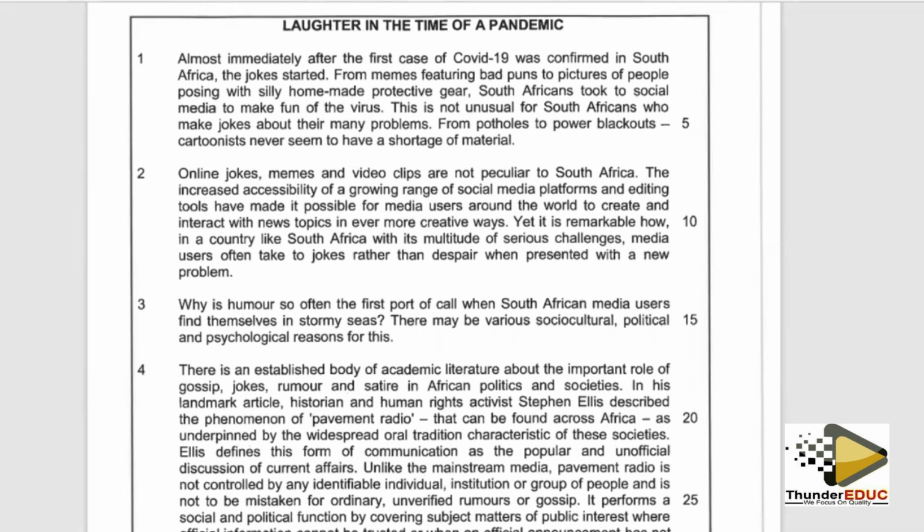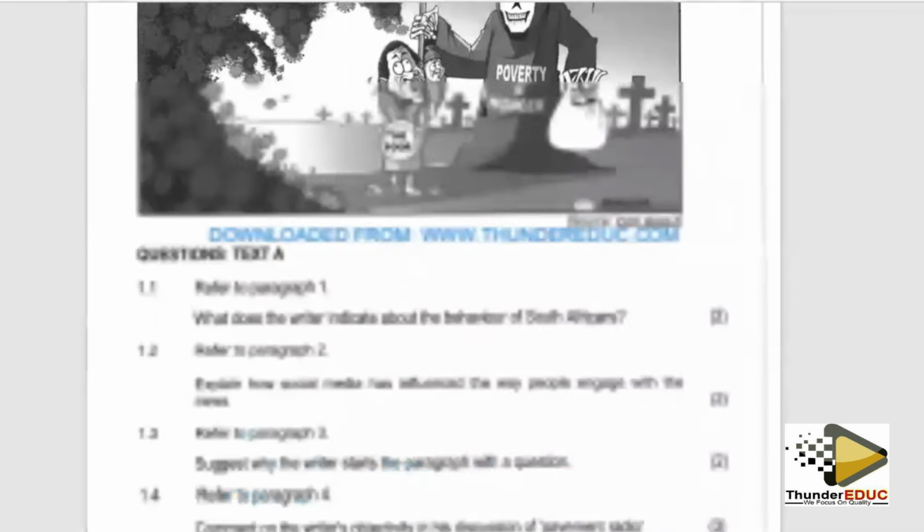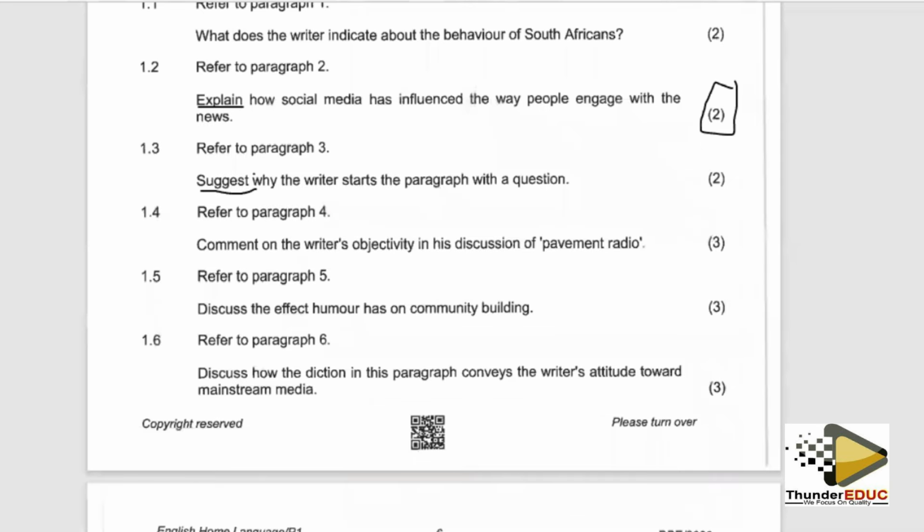So that's why you must be able to understand that when you are answering that question that we just talked about, suggest why the writer starts with a question. You now know it's not just a question, it's a rhetorical question, and therefore it will be able to come up with reasons why we could have a question starting off. Let's talk about functions of rhetorical questions. I'm going to go to functions of rhetorical questions because we do find them in the examination in section A.